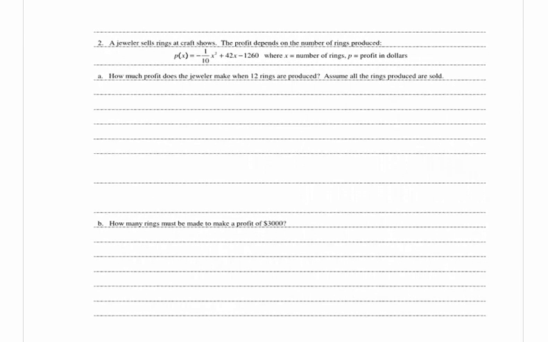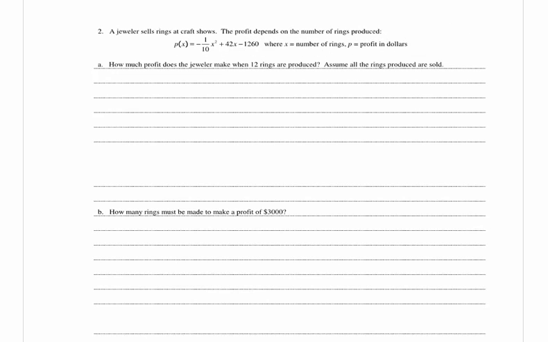And 2, it says, a jeweler sells rings at craft shows. The profit depends on the number of rings produced. And they give us a profit function of P of x is equal to negative 1/10 x squared plus 42x minus 1,260, where x is the number of rings and P is the profit in dollars. For A, it says, how much profit does the jeweler make when 12 rings are produced? Assume all the rings produced are sold.